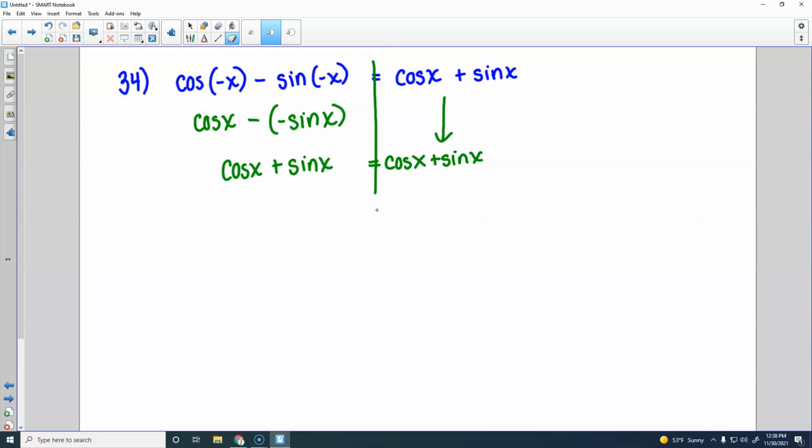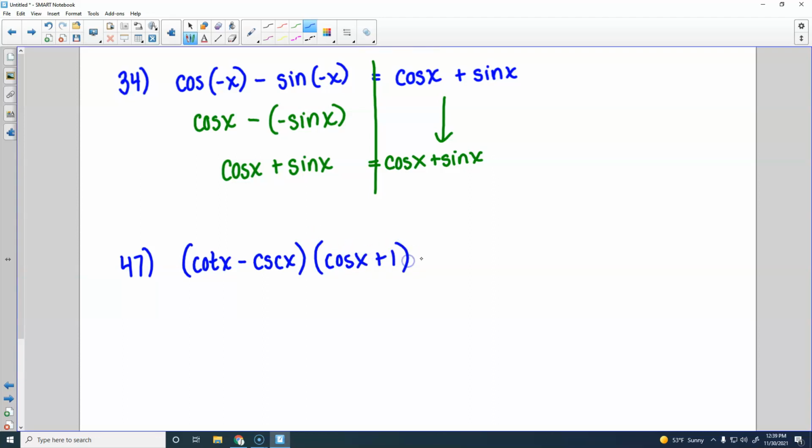Alright, let's see what I want to do next. Let's do number 47. So for 47, we have cotangent x minus cosecant x times cosine x plus 1 equals sine x.